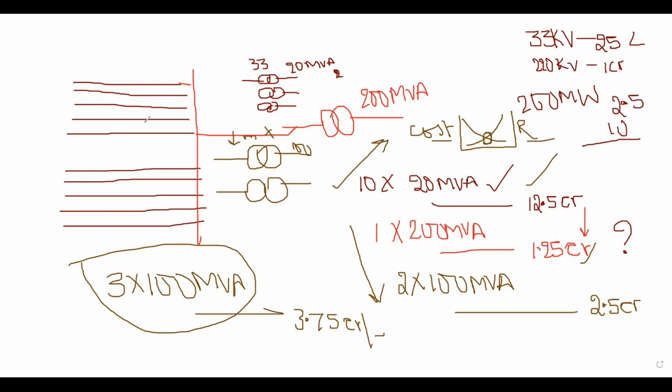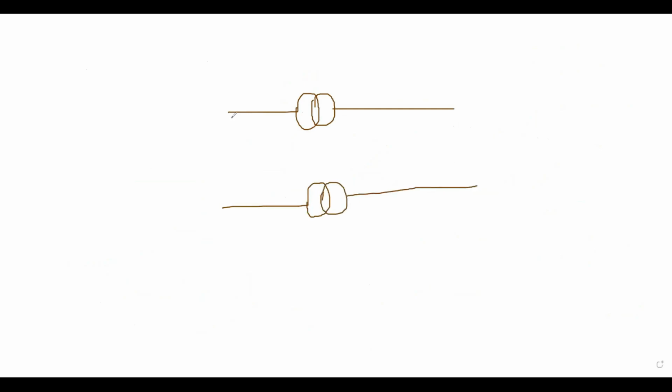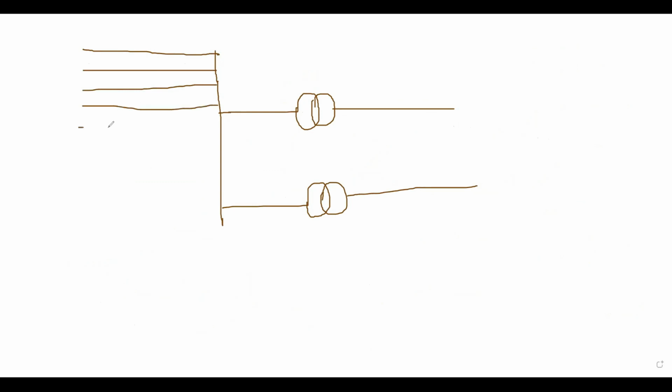So my conclusion here is, by doing all this, I decided for my project, 2 into 100 MVA transformers is good enough for my system. So these two are connecting to a bus, and all my 33 kV feeders, or 10 number of feeders, I'm connecting to this. 1, 2, 3, 4, and 5.